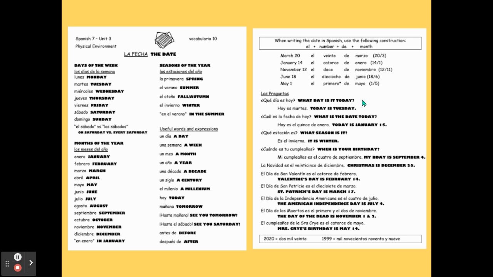Okay, so here is Vocab 10. And remember, you can always use your reference sheets to do a Google form or an Edpuzzle, just not a unit test. On here we have our days, months, seasons, and a couple of vocab words like day, week, month, etc. On here, it tells you how to write the date in Spanish. El, then the number in Spanish, day, and then the month in Spanish. And a couple questions on here.